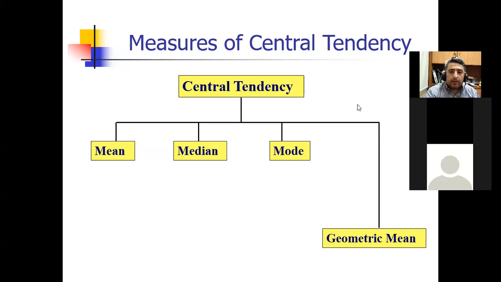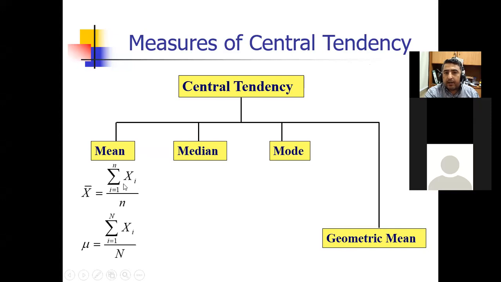Okay, so this is today's lecture: central tendency, 4 different types of measures of central tendency. In brief, mean is computed by dealing with the values and the numbers, so it considers all the values. Geometric mean also uses all the values while computing.